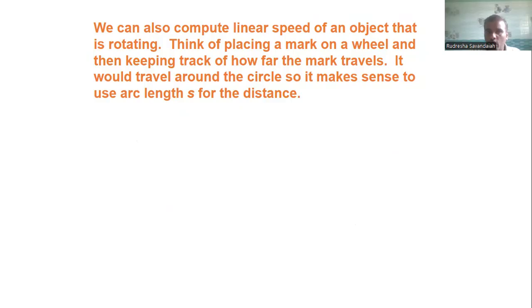We can also compute the linear speed of an object that is rotating. Think of placing a mark on a wheel and then keeping track of how far the mark travels. It would travel around the circle, so it makes sense to use arc length as the distance.